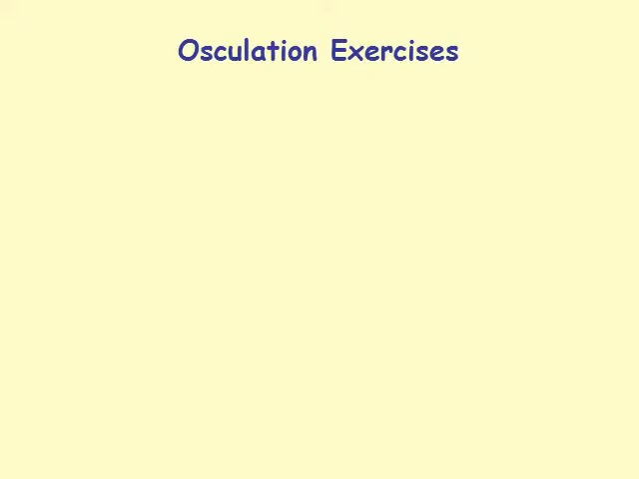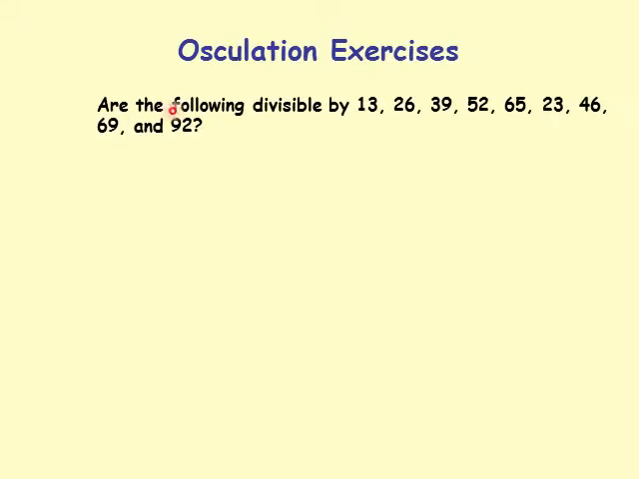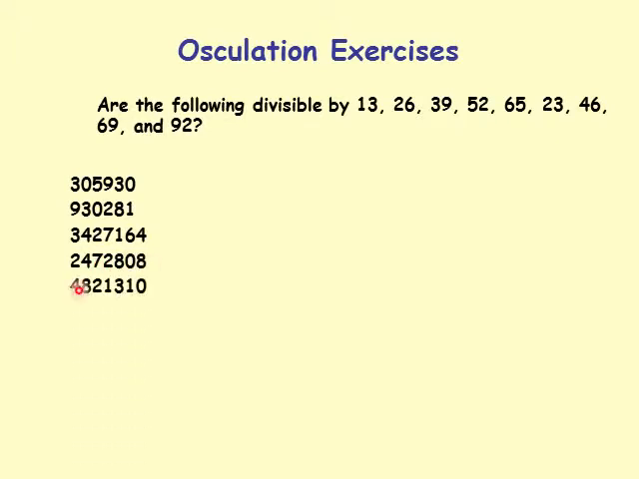Let's do some exercises now. Are the following divisible by 13, 26, 39, 52, 65, 23, 46, 69, and 92? First number 305930. Next number 930281. Next number 3427164. Next number 2472808. Next number 4821310. Next number 5852263, and some more.